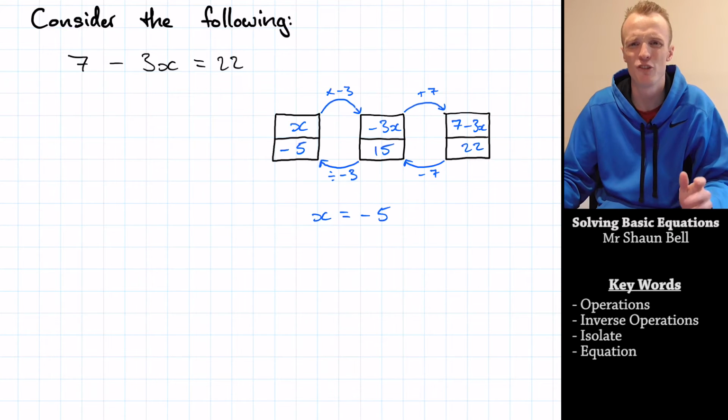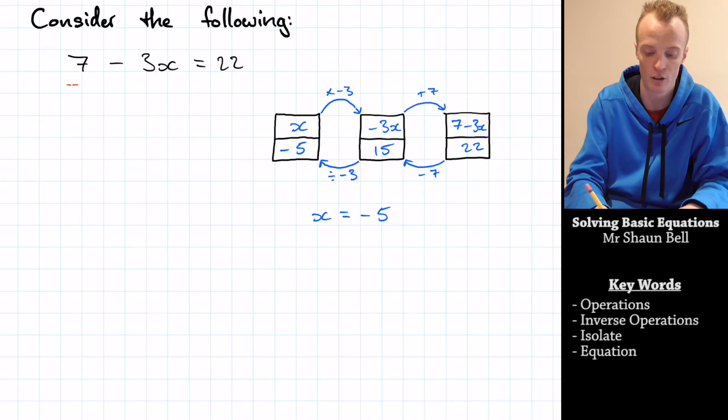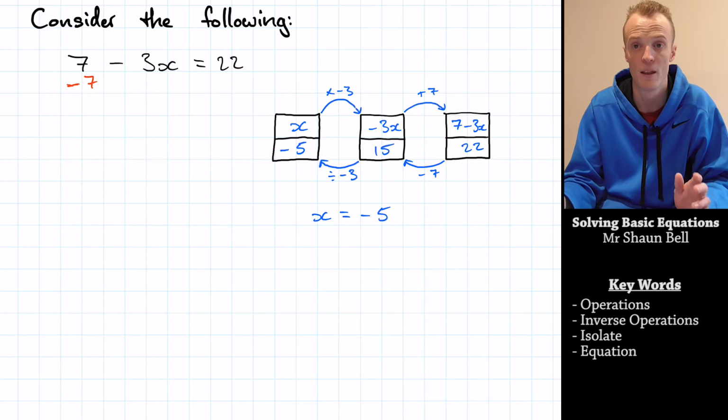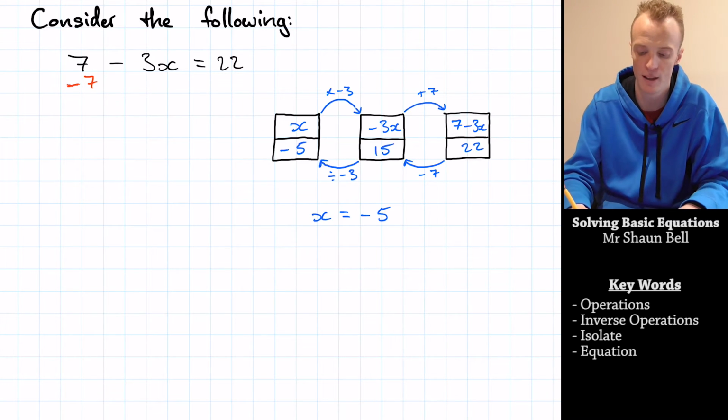But of course, let's try and do this algebraically without using that flowchart. So the first thing that I would normally do on this side is multiplication, so the -3 times x. Then I would add 7. So it's that plus 7 there that I need to remove. Now the inverse of addition is subtraction, so I need to subtract 7 from this side to remove it. But whatever I do to one side of the equation, I must do to the other side. So I've got to subtract 7 here.